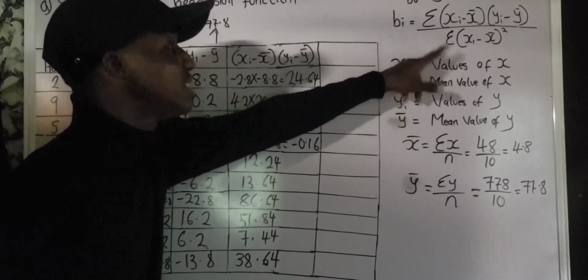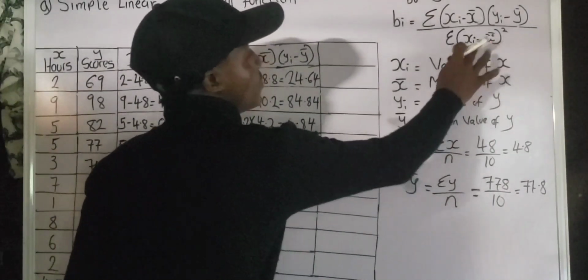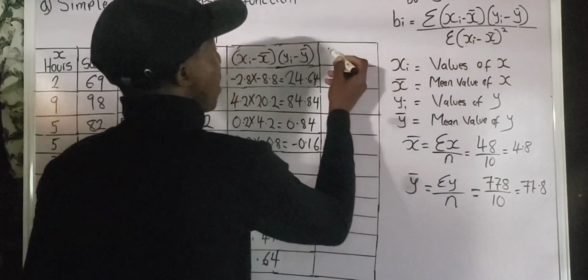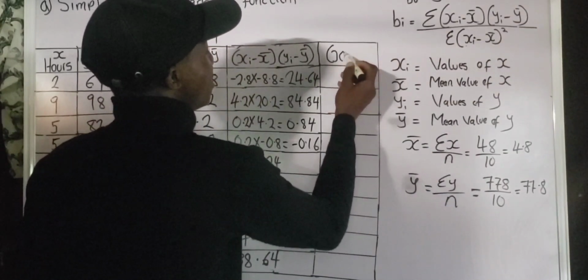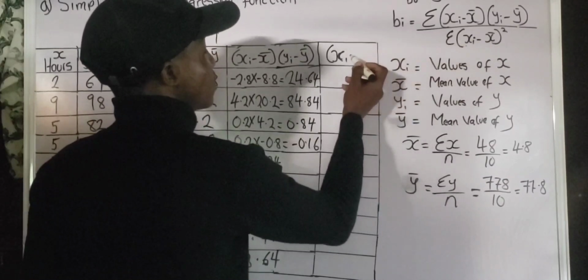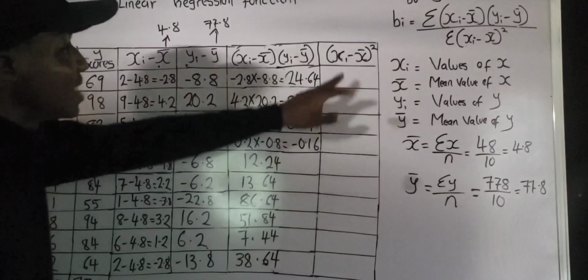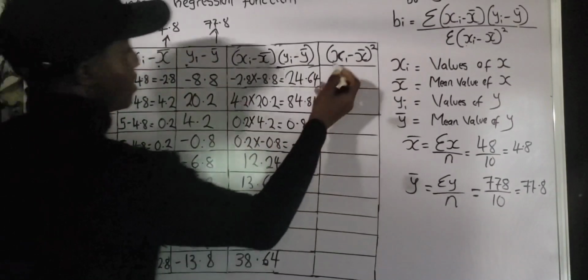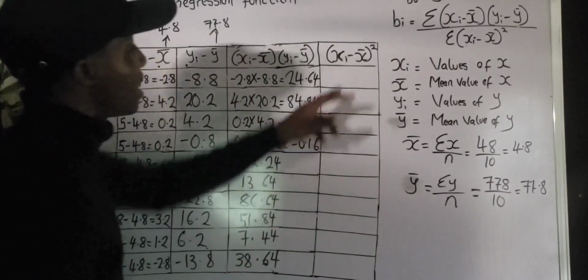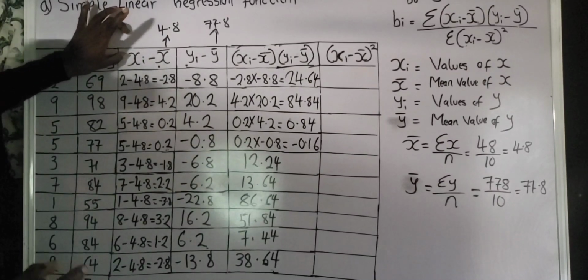From the formula, we still need the values of what? We need the value of this. So I'm going to put the square of the difference between the mean value of x and x. So I'm going to have minus x bar squared. Don't forget that we have already calculated this. This is xi. I just need to square these cells.